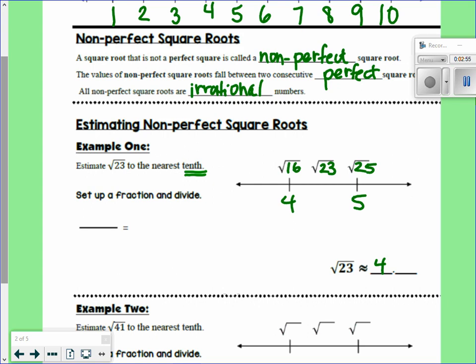Okay. Now we're going to get that decimal. How do we get the decimal if you did not have a calculator? Okay, so we are going to set it up like a fraction, and to get the decimal, you're going to divide, right? Okay, so to get your numerator, you take those two numbers, 23, and just subtract 16, and what is that? 7, that's your numerator. Your denominator, we're going to subtract the two perfect squares. 25 minus 16 is 9.